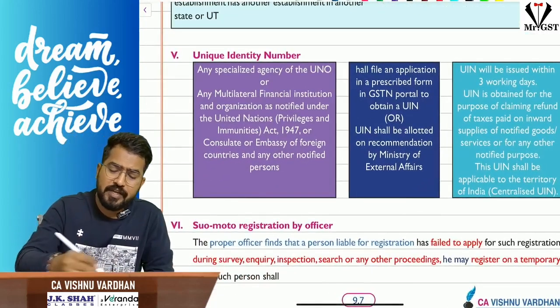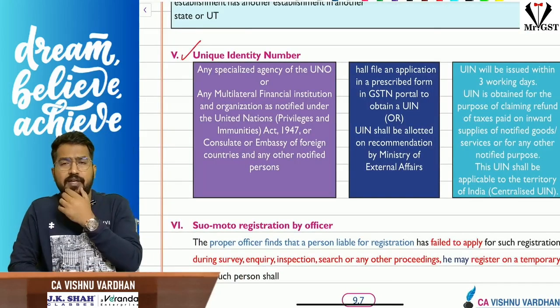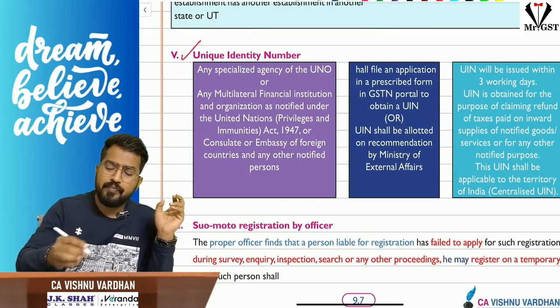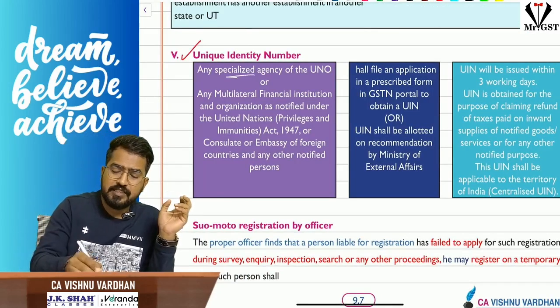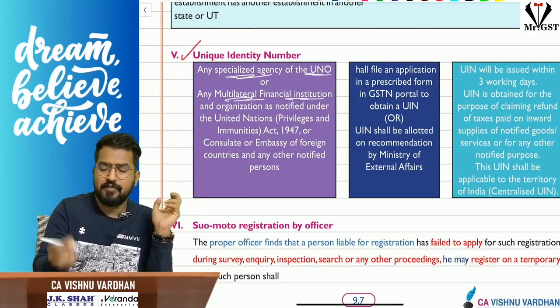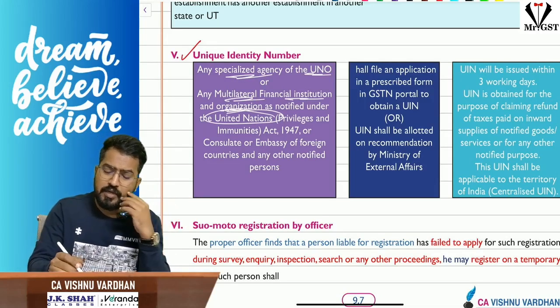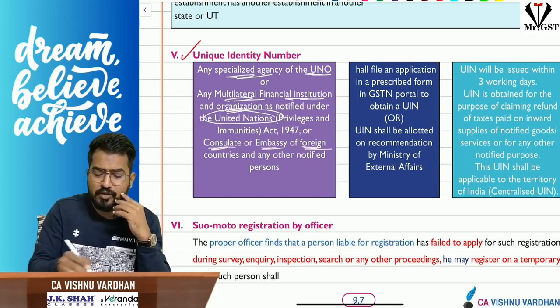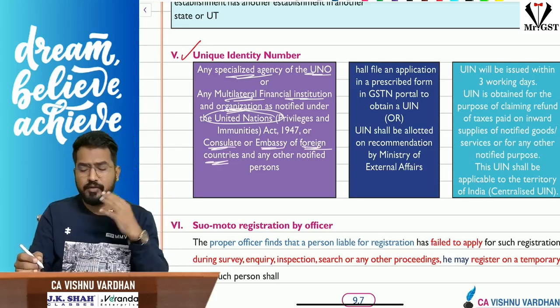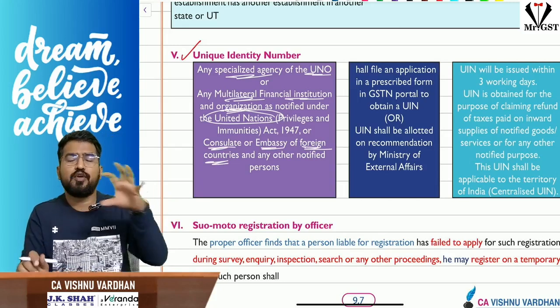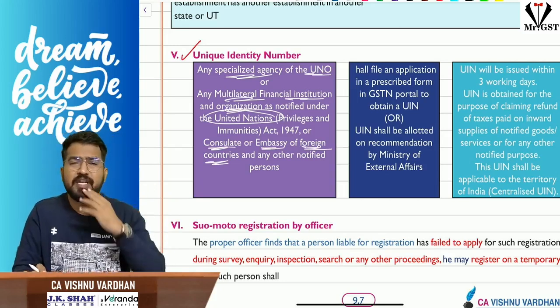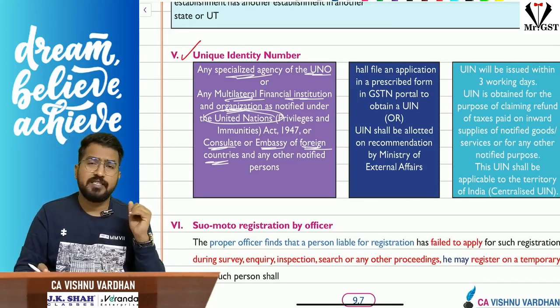Next, what is this unique identity number? The unique identity number is nothing but, please understand, for any specialized agencies of UNO or any multilateral financial institutions and organizations as notified by the United Nations, any consulates or embassies of foreign countries, or any other notified persons. See, these are foreign diplomats. Whatever services they are providing are exempt under GST, so they need not take GST registration.